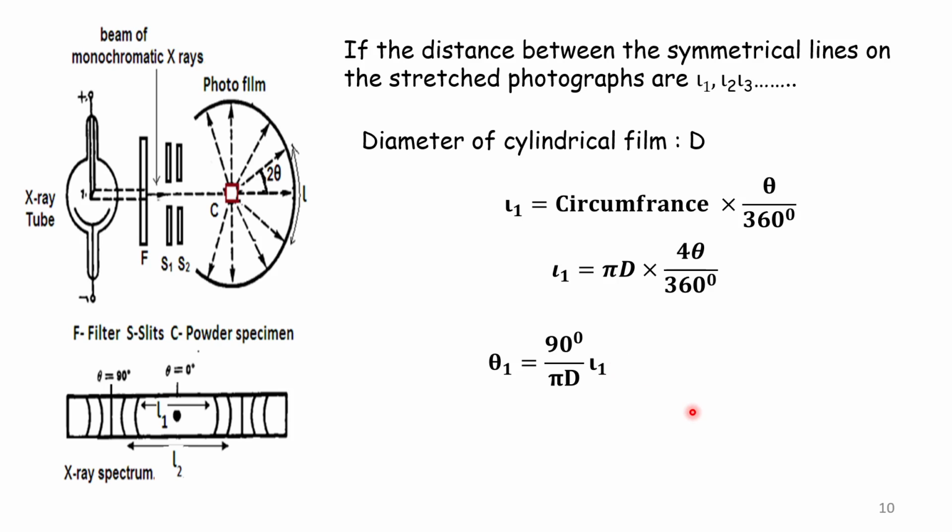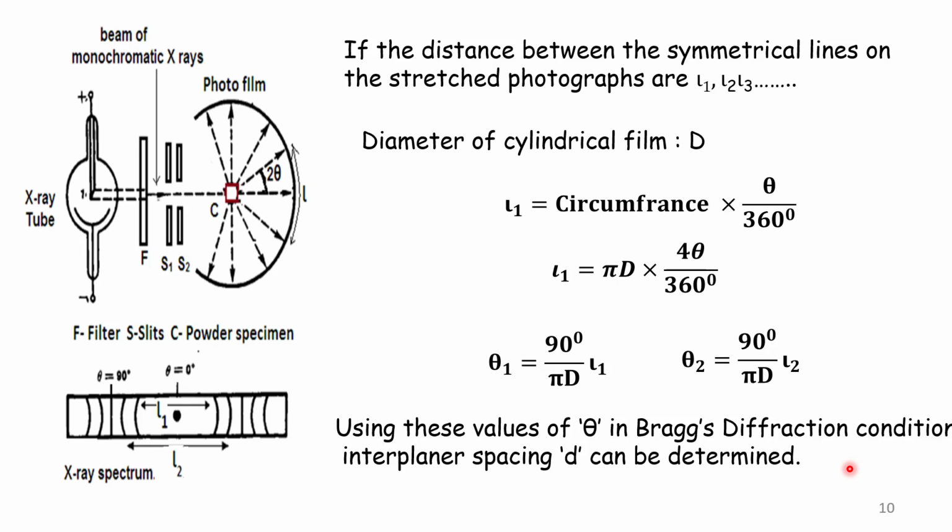Therefore, we can express it in terms of theta. So for the first ring, theta 1 is equal to 90 degrees divided by pi D, into L1. Similarly, for the second ring, theta 2 is equal to 90 degrees divided by pi D, into L2. By using these values of theta in Bragg's diffraction condition, the interplanar spacing d can be determined.